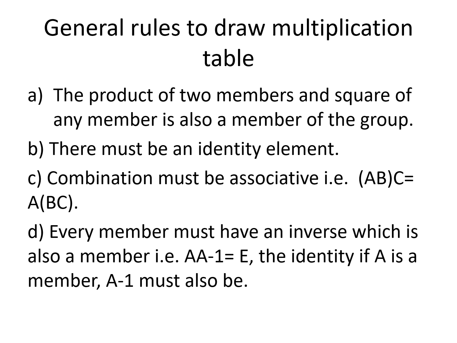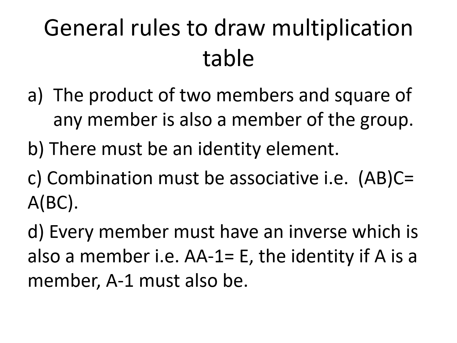Second one is there must be an identity element, as we know the importance of identity already. Third is combination must be associative, that is, associative means if we multiply A and B and then along with C, the answer should be equal to B multiplied with C along with A.